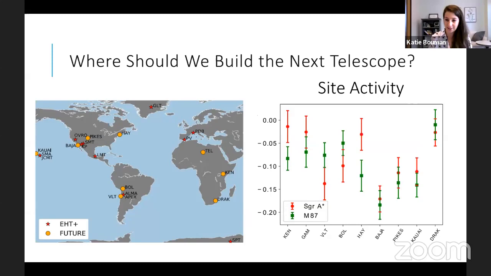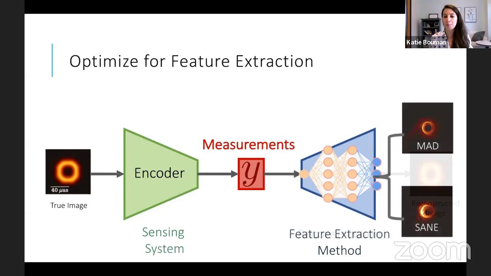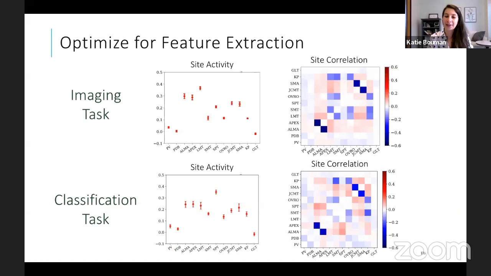And another thing I really like is that this is a co-design problem. So we can just take out that image reconstruction network and plug it in with whatever our ultimate goal is. So let's say, instead of image reconstruction, our goal is to extract some sort of feature. For instance, classify some black hole property, maybe we want to classify it as a MAD black hole or a SANE black hole, which are two possible classifications of black holes. And in this case, we can also just train our network in the same way.